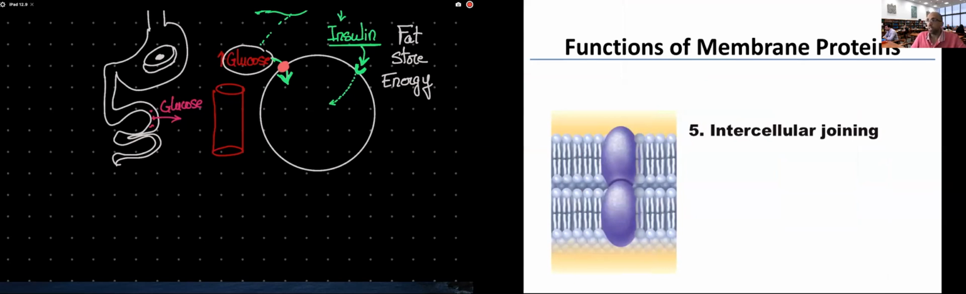Also, the cells are going to be attached to one another, and this is going to be the intercellular joining. So what keeps the cells attached together is the plasma membrane proteins on both sides. One of them is negatively charged, one of them is positively charged, for example, so they would be kept attracted and attached to one another.